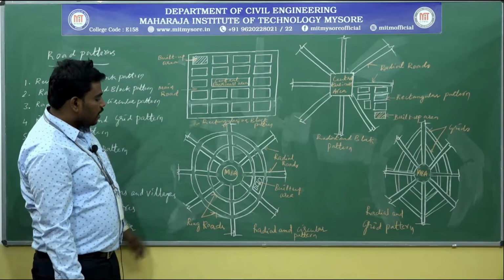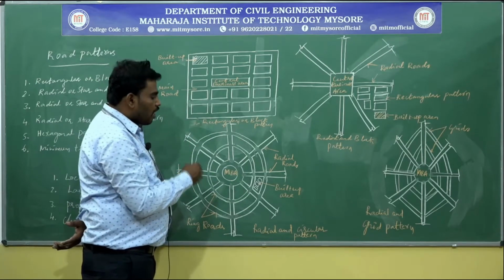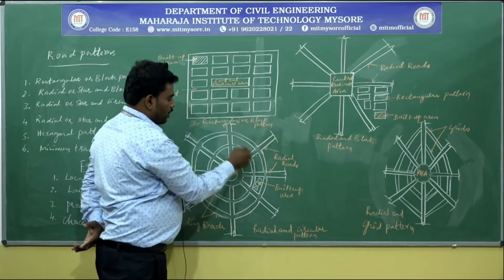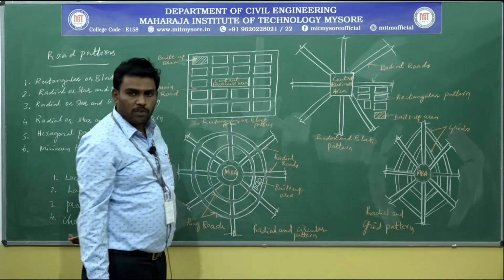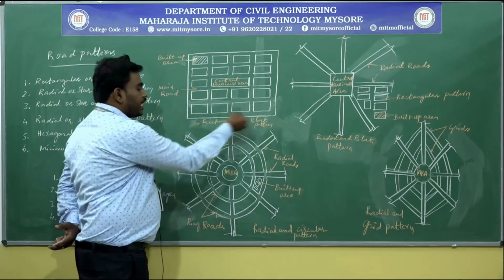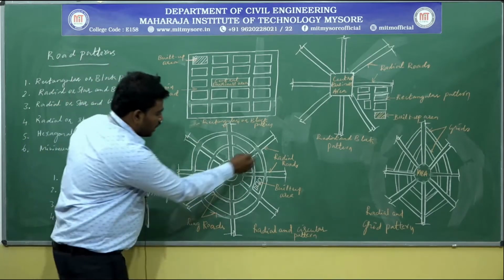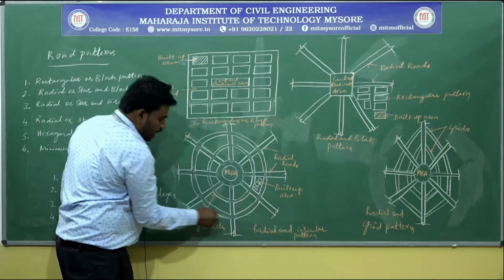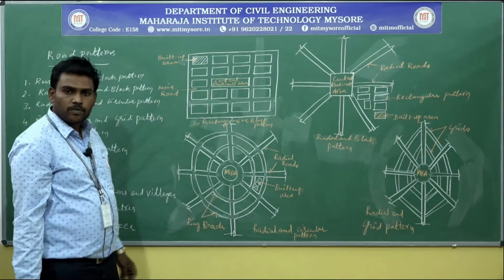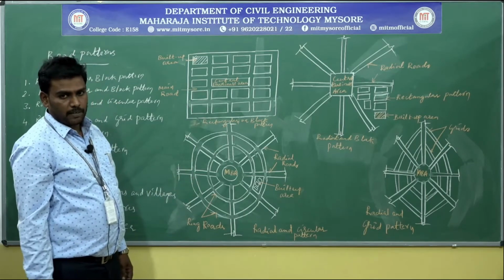What will happen? See here, in this, again the entire area is divided into a network of roads radiating outward from the main business area. These are the radial roads radiating out from the main business area, and those radial roads in turn are connected by ring roads or concentric roads. Radial roads are connected by ring roads. That's why it is the radial and circular pattern.